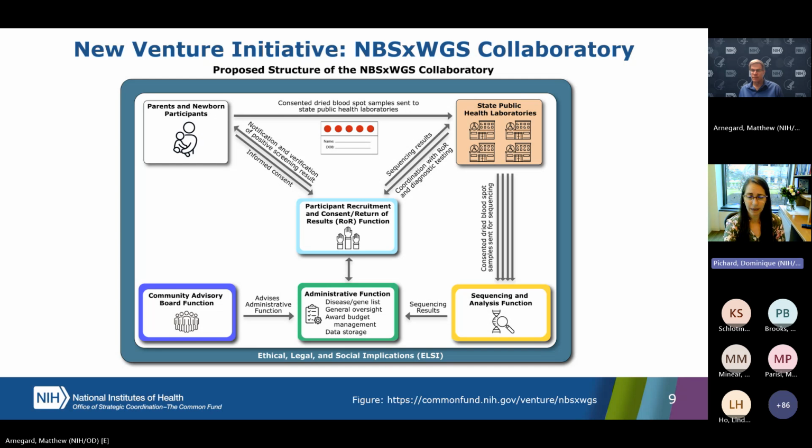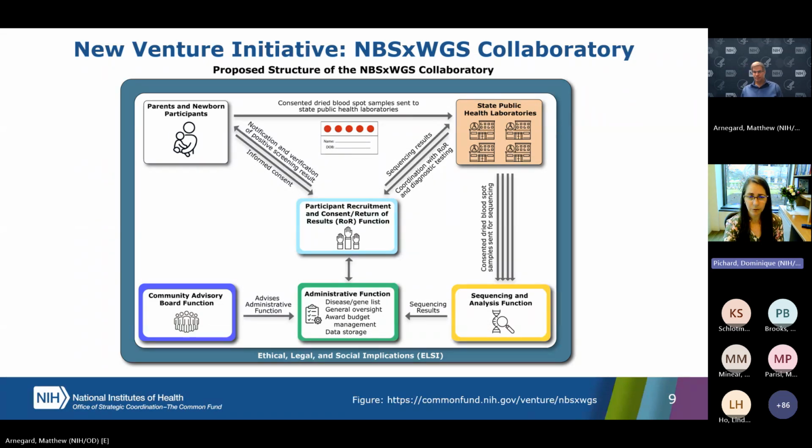The CAB will provide guidance on participant recruitment, informed consent, the target gene list, return of results process, privacy safeguards, and the data management and sharing plan. This function will also be responsible for an LC research study that will examine the impact of newborn screening by whole genome sequencing on newborns and families, state newborn screening programs, and/or public perceptions of newborn screening.